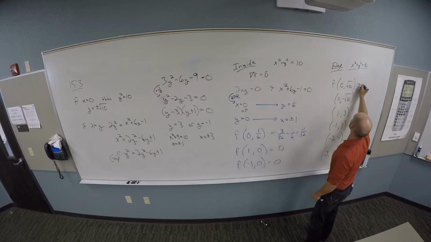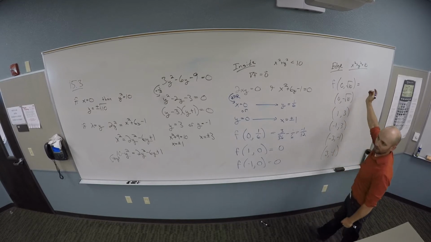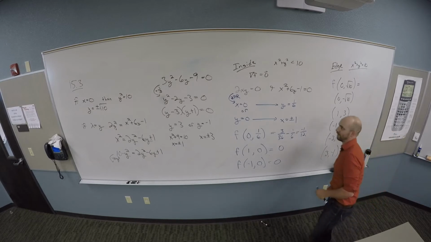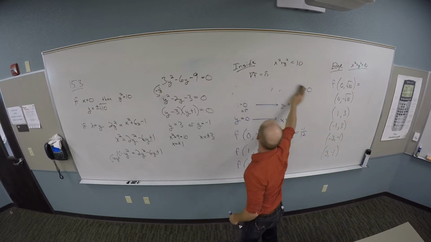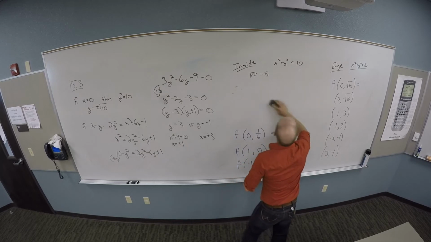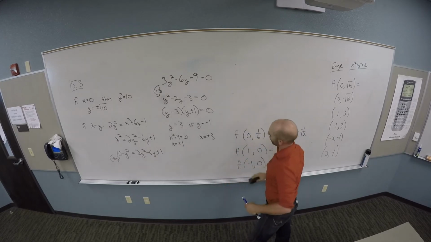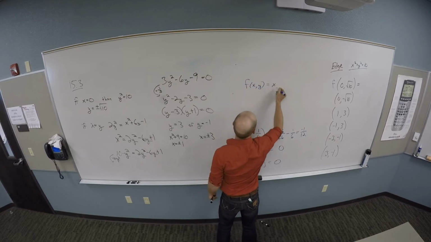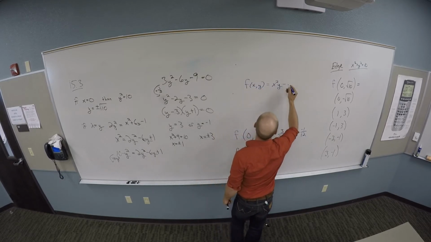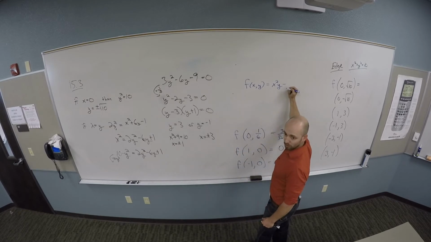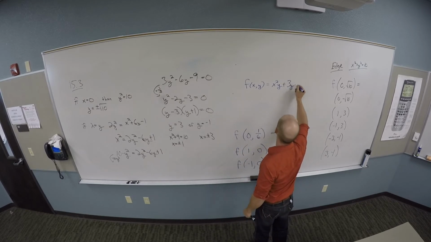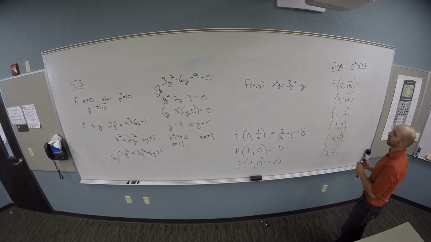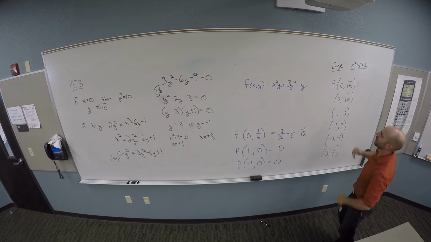Okay, so what do we do? f of (0, square root of 10). What do we get? I think we erased that. Oh, I erased my function. Okay, somebody remind me what my function was. x squared y plus 3y squared minus... 3y squared, sorry, x squared y plus 3y squared minus 1.